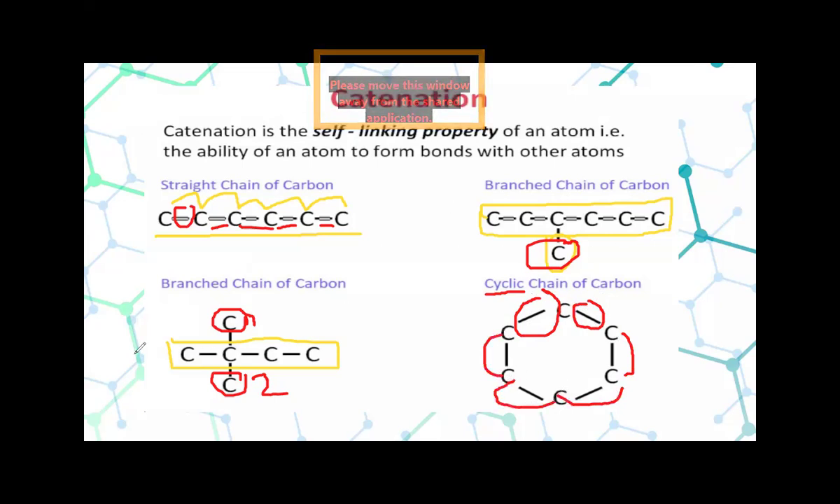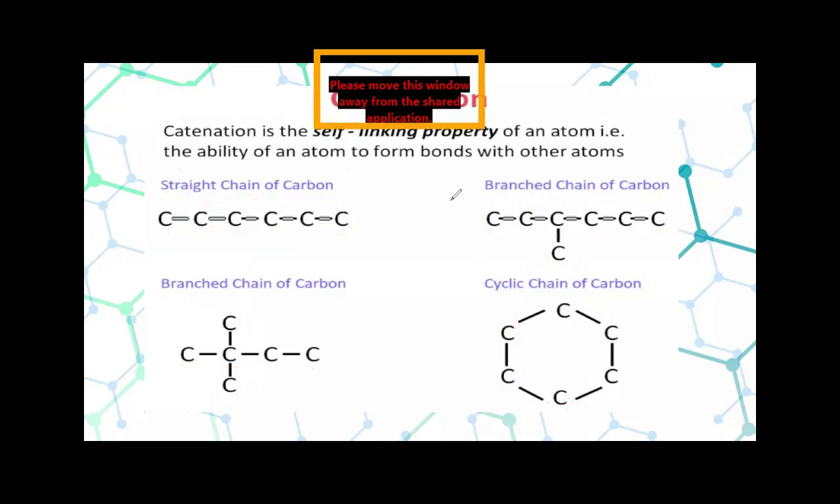So these are basically the properties of carbon to form different structures in organic chemistry: some structures are a straight chain, some are a branch chain, and the other one is the cyclic chain. And all these structures are due to the property of catenation of carbon compounds. Okay. Now moving towards the next slide.